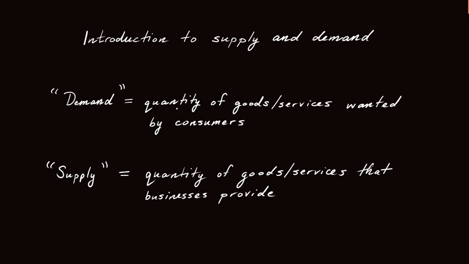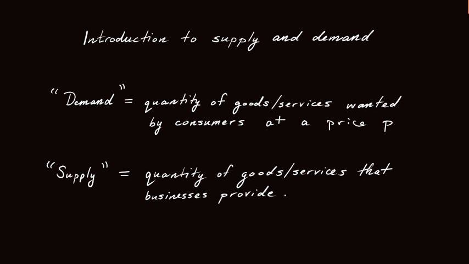Well, demand is the quantity of goods and services wanted by consumers, and supply is the quantity of goods and services that businesses provide or supply. Now, what's important here is that both of these are functions of P. So we say at a price P, because if the price is lower, then the consumers will want more, and if the price is higher, they'll say, oh, I'm not so interested, and they'll buy less.